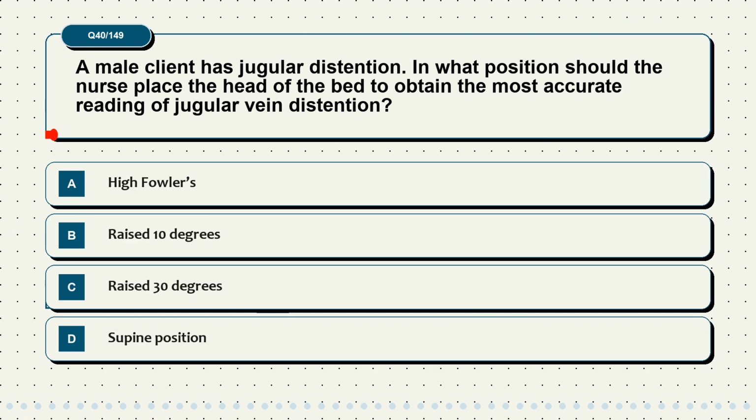Question 40. A male client has jugular distension. In what position should the nurse place the head of the bed to obtain the most accurate reading of jugular vein distension? Here are the options. Option A. High Fowler's. Option B. Raised 10 degrees. Option C. Raised 30 degrees. Option D. Supine position.